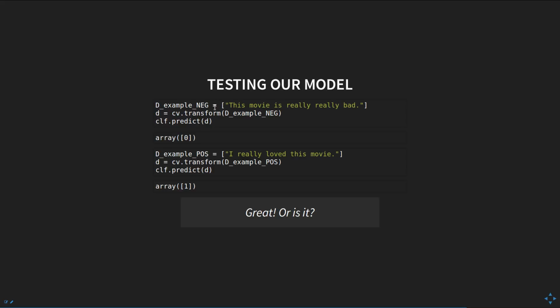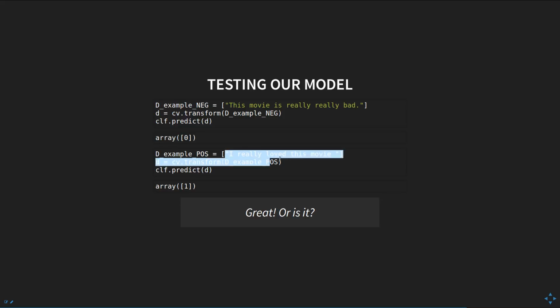So let's consider these. Let's give an example sentence that is supposed to be negative. This movie is really, really bad. If we transform this string into counts using the count vectorizer, and then predict based on these vectors, we get a negative label. Remember that 0 was negative. So we're correctly classifying this one, so that's good.